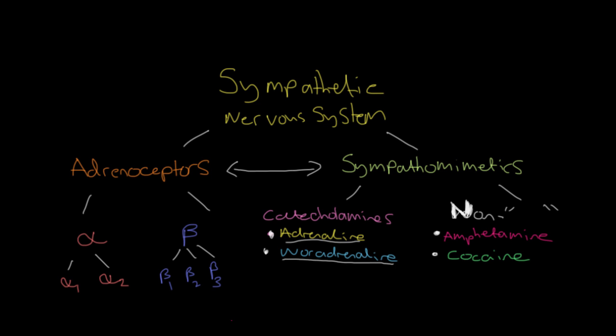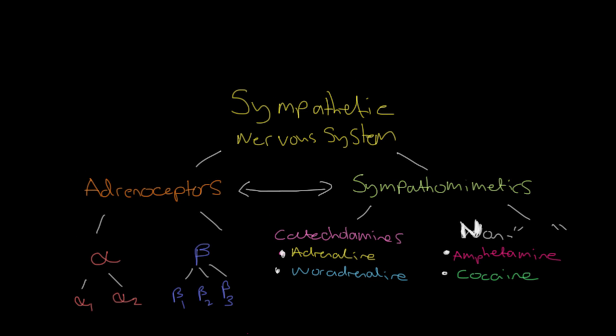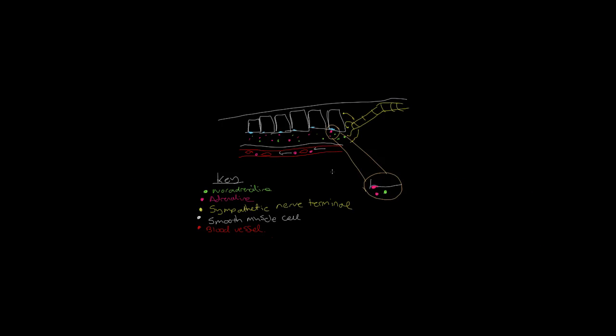The binding of a sympathomimetic to an adrenoceptor produces a variety of physiological responses that get the body into the fight or flight state. Let's just consider now these different effects by taking a closer look at adrenoceptors. So what is an adrenoceptor? Let's get a little bit of intuition behind this.